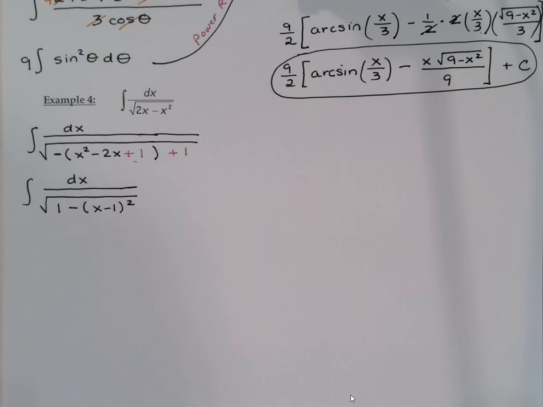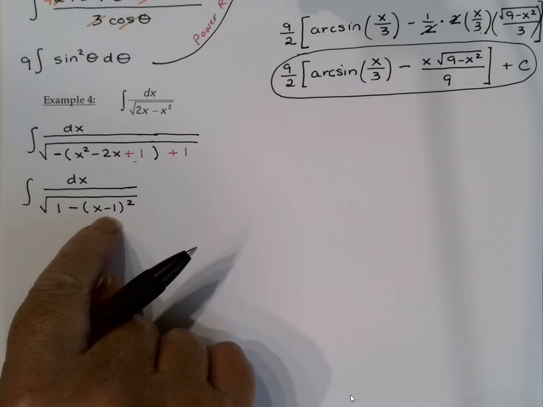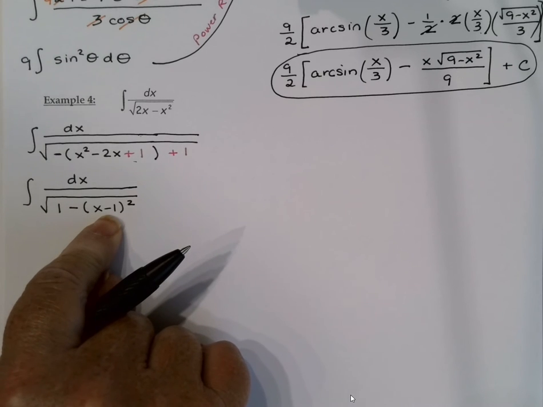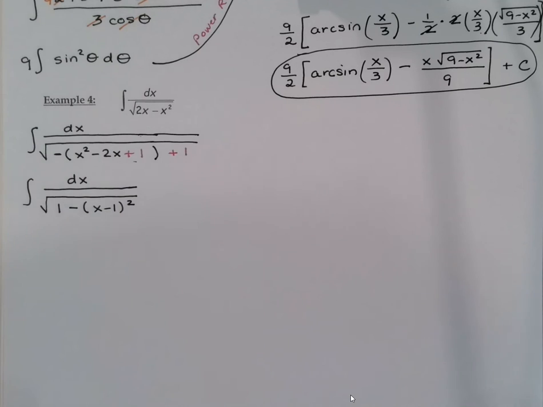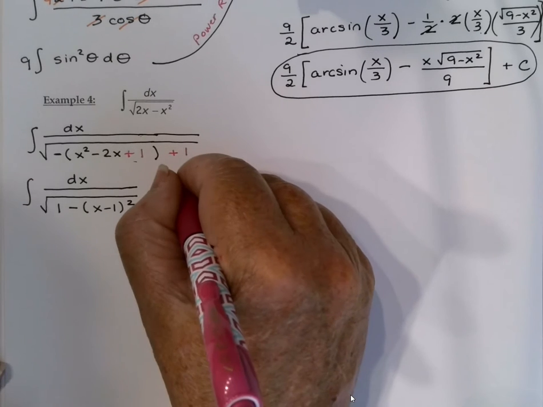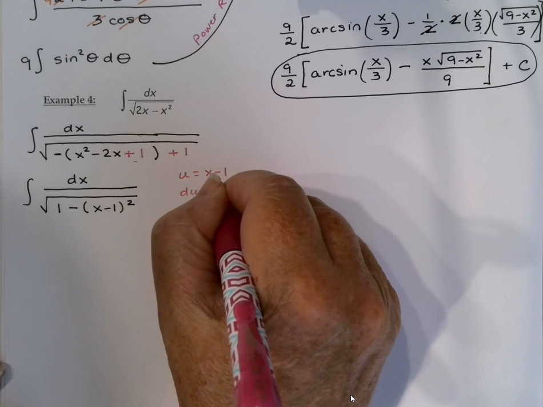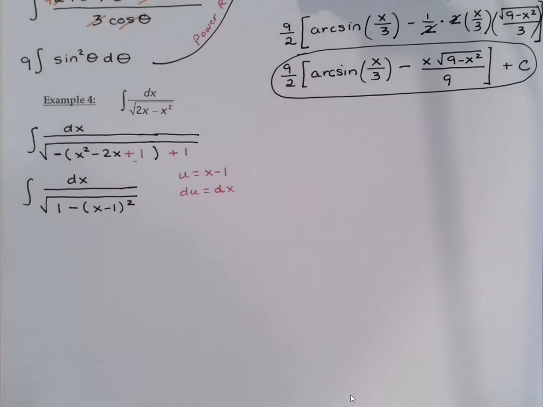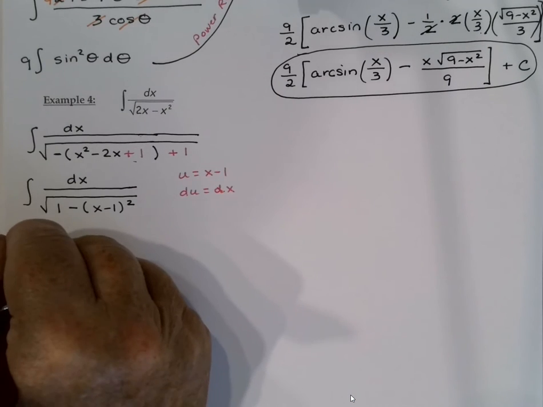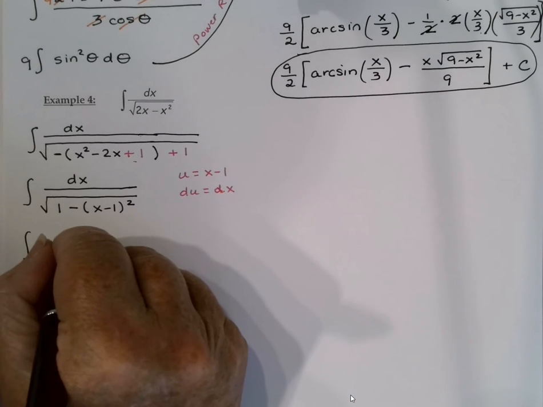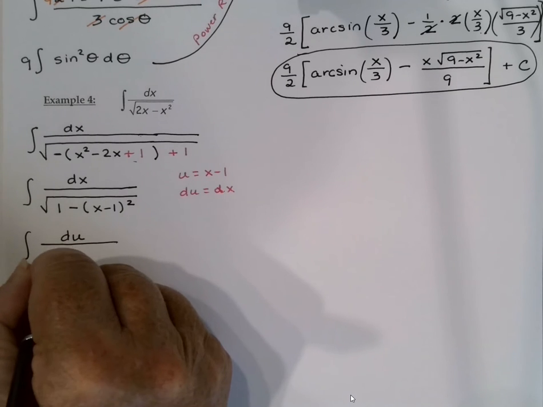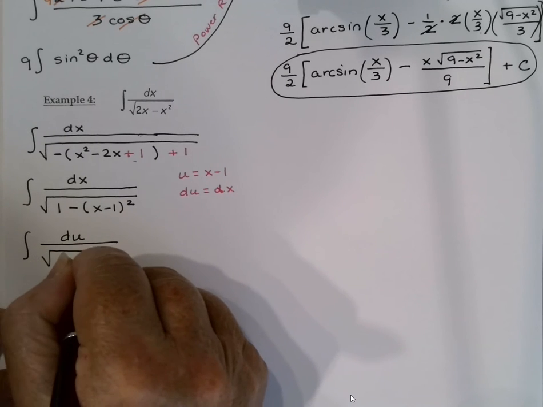Okay. Not too bad. That's a little unwieldy, and you may remember when we did these completing the square problems before, we usually let u be whatever this was. So we're going to go ahead and do that. I'm going to let u be x minus 1. So du is just equal to dx. So I now have du over the square root of 1 minus u squared.